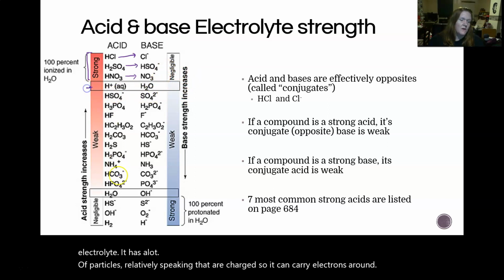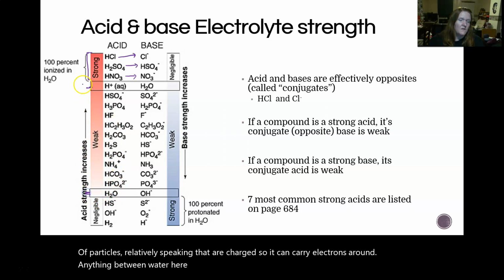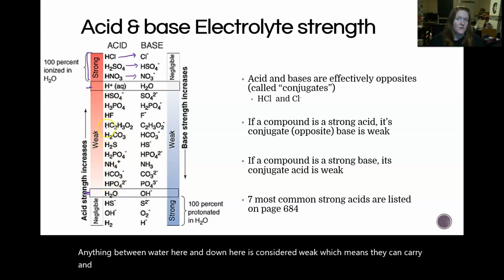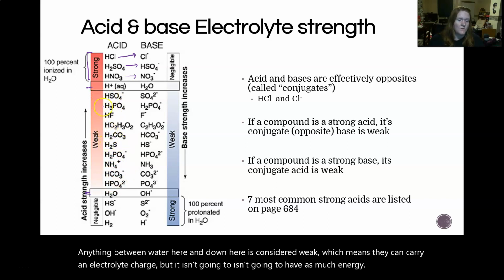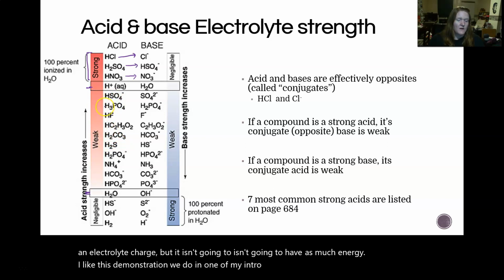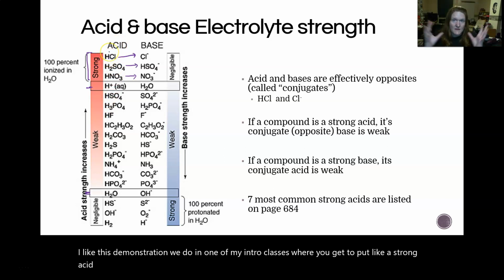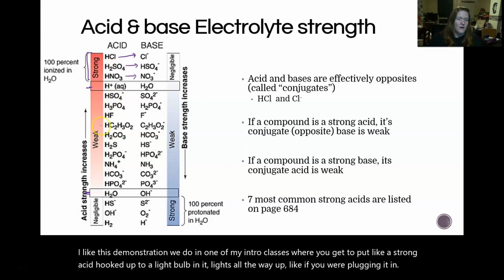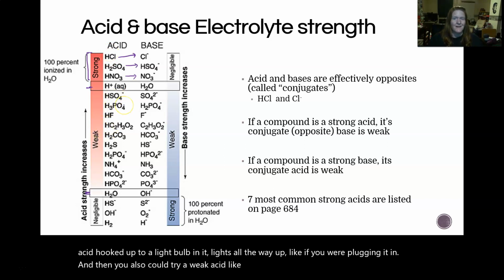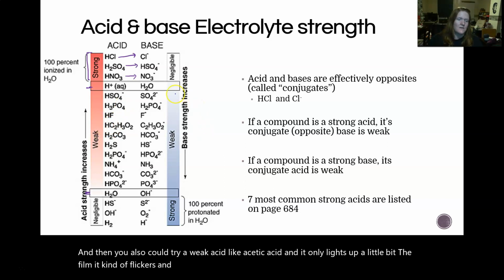Anything between water here and down here is considered weak, which means they can carry an electrolyte charge, but it isn't going to have as much energy. I like this demonstration we do in one of my intro classes where you put a strong acid hooked up to a light bulb, and it lights all the way up, as if you were plugging it in. And then you also could try a weak acid, like acetic acid, and it only lights up a little bit. The filament kind of flickers in and out, and it's not as bright. That's what it means to be a weak electrolyte.